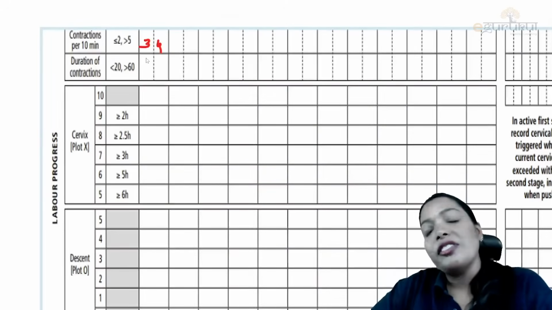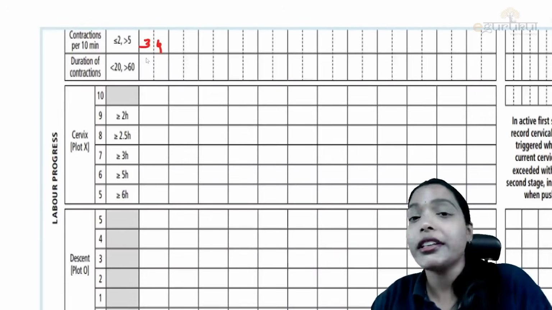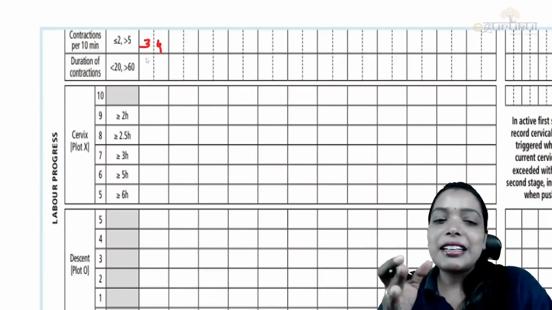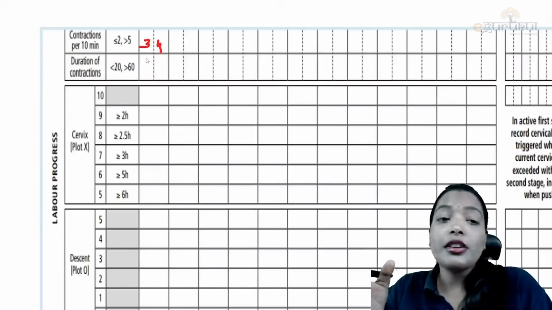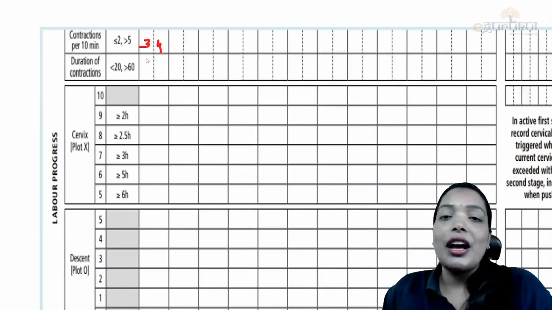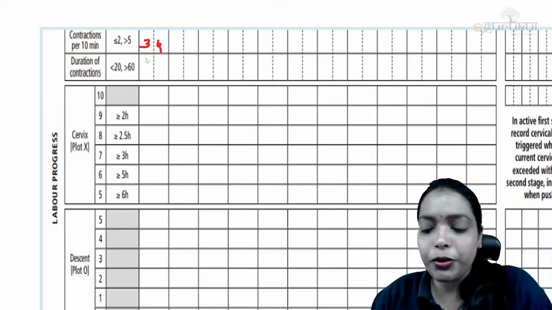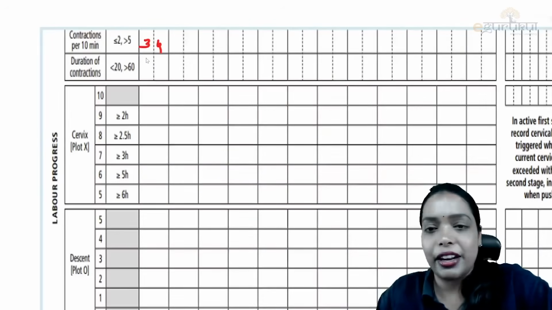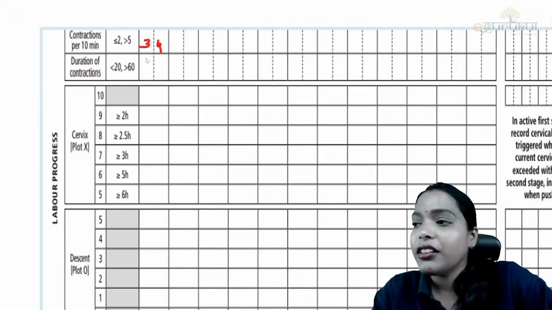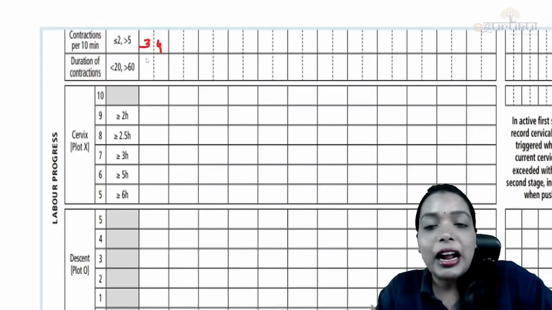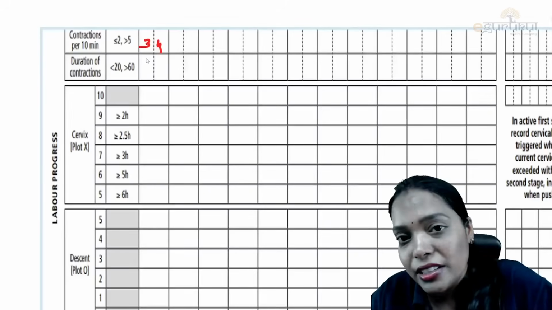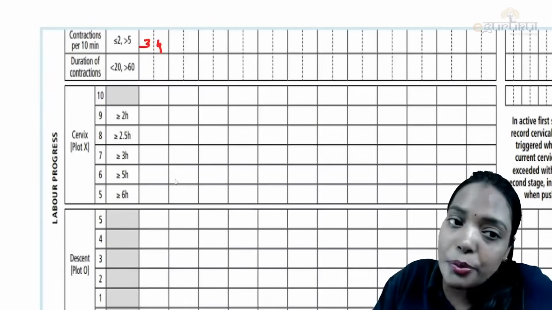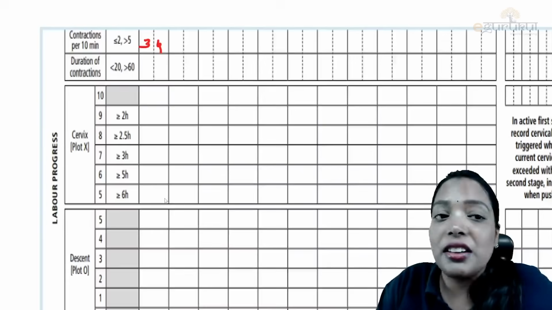So you have to put your hand on the fundus of the woman and watch for a total of 10 minutes. In that time, you see how many times the abdomen becomes hard. If there are 3 contractions, you will see hardening of the abdomen 3 times. Every time there is a contraction, the abdomen becomes strong, and you have to see for how many seconds that is lasting. That is the duration of a contraction. If it is between 20 to 60 seconds, fair enough. But if it is less than 20 seconds or more than 60 seconds, it's an alert.